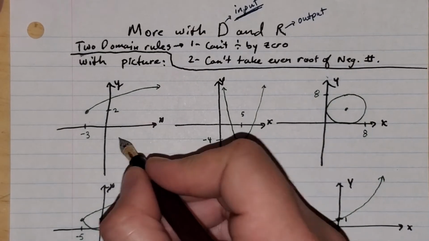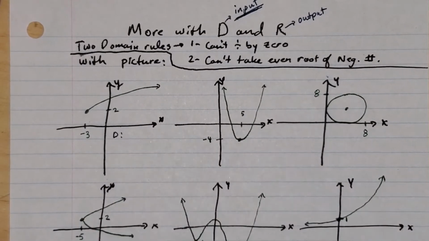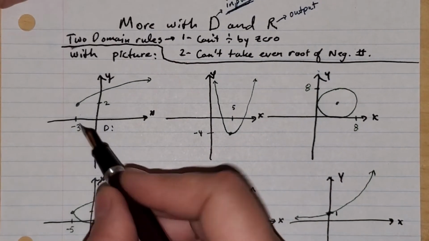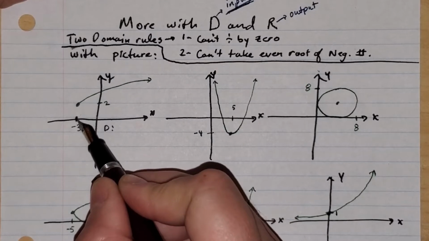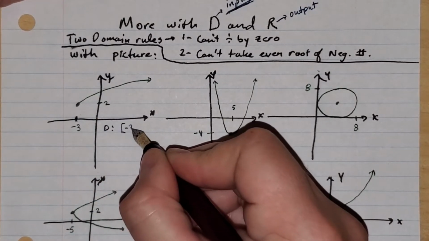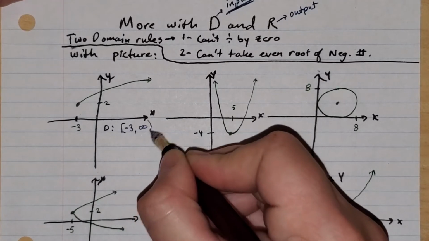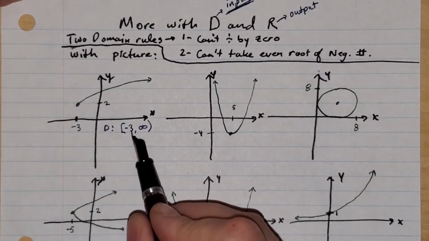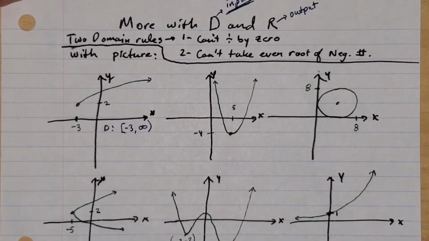So I take this first picture, right? And I look and I say, what is the domain? Okay, what is the domain of this first picture? Well, it starts at -3 and it goes to the right. So the domain is going to be -3 to infinity. It's that easy. What does that mean? I can plug any number greater than -3 into this equation and I will get an output.